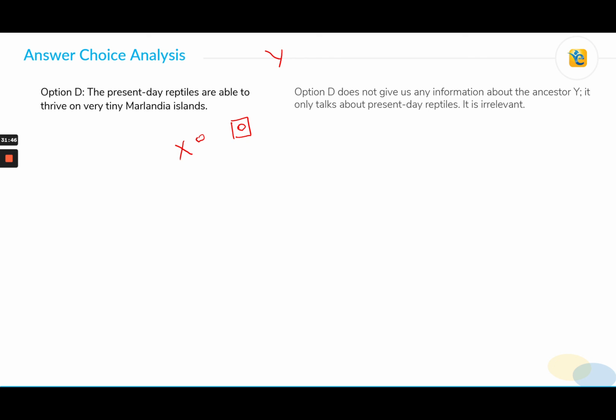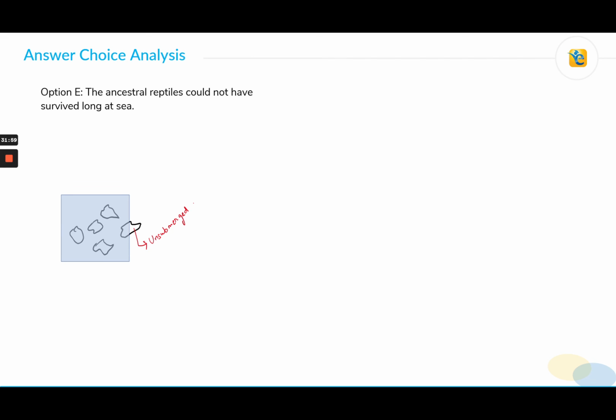You have no idea about that. Option D is simply irrelevant because it does not give you any information about the ancestor Y or how Y survived the particular event, that is the rise in sea level. So it's completely irrelevant. This brings us to the one correct option here, which is option E.